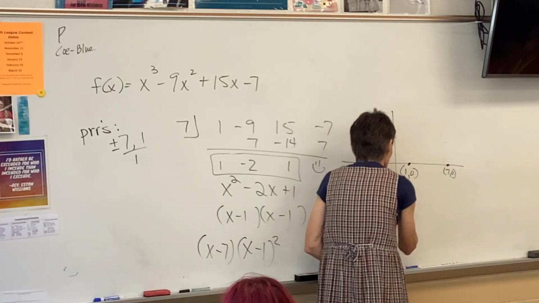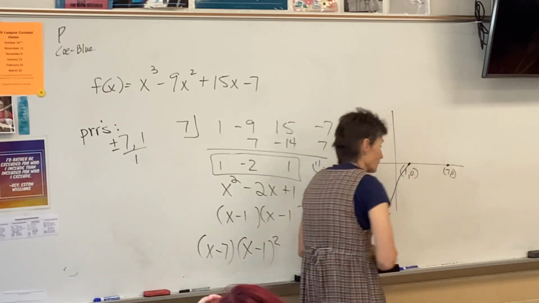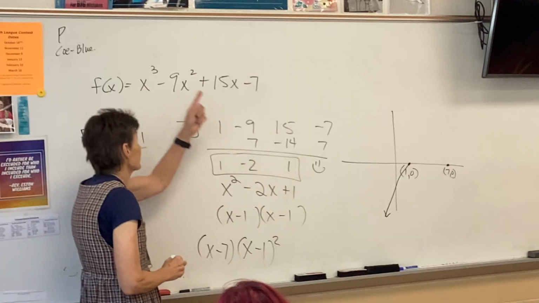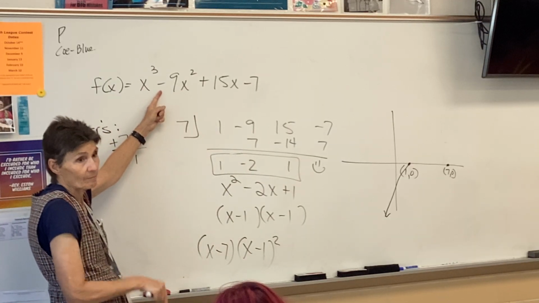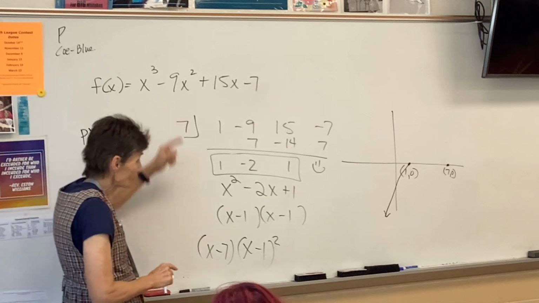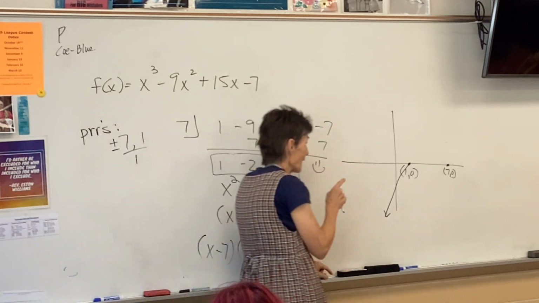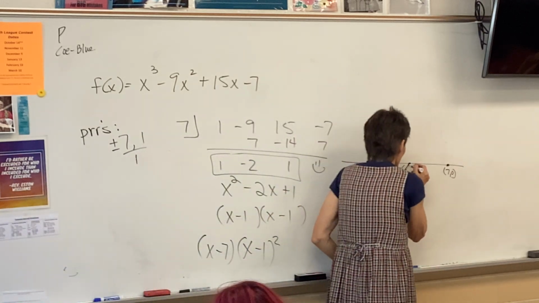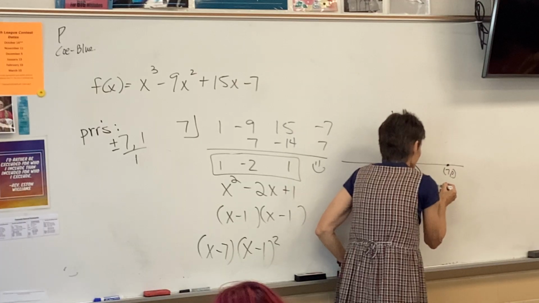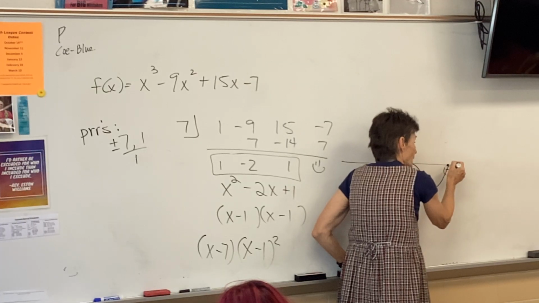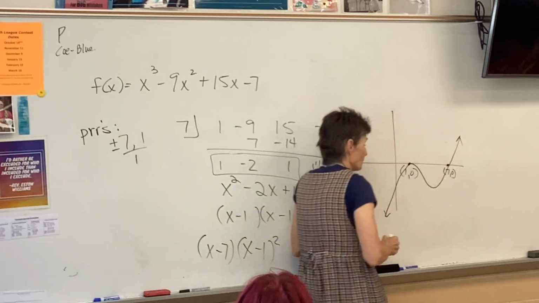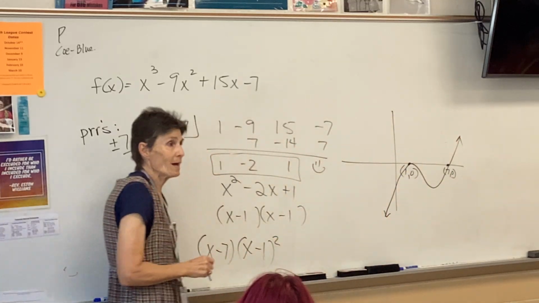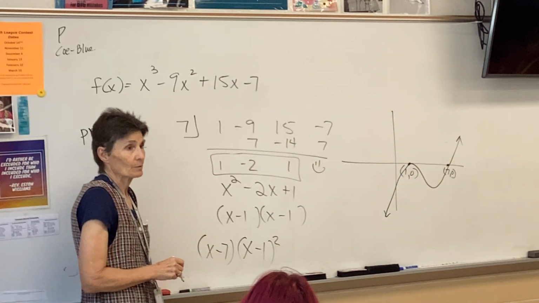Why am I starting down here? Because it's an x cubed, and where do x cubes start? Down here. Now what am I gonna do when I hit this 1? Bounce off, connect. And what am I gonna do when I hit the 7? Straight on through. I don't bounce at 7, right?